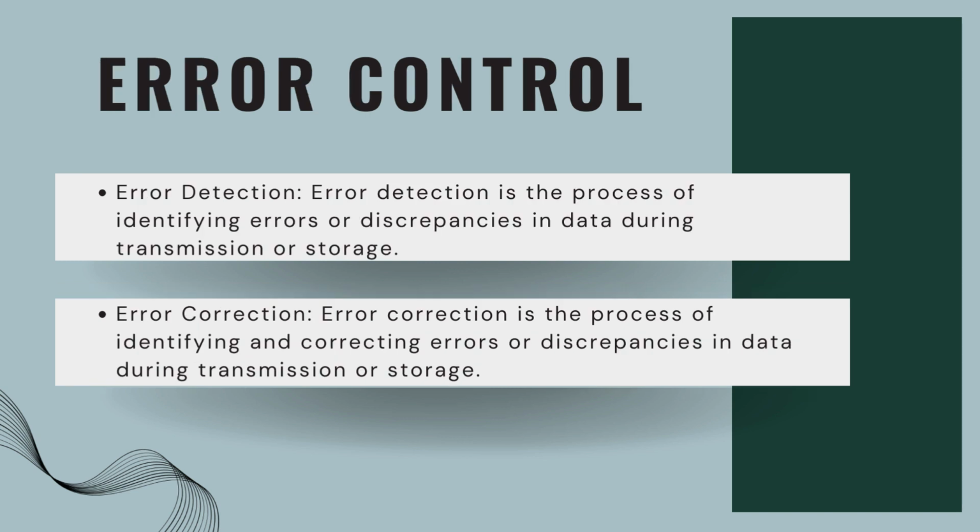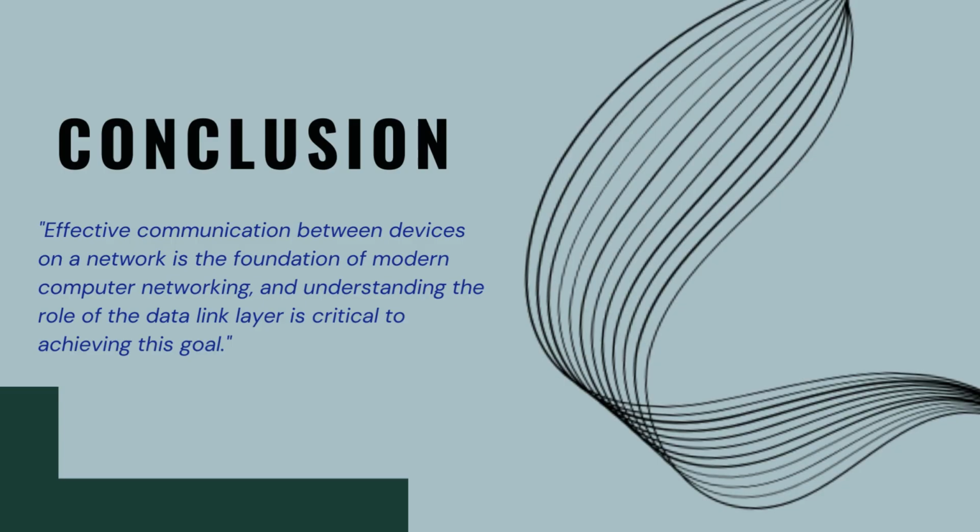Next is error control. Error control is another important service provided by the data link layer of computer networks. Its primary purpose is to ensure the integrity of data during transmission by detecting and correcting errors that may occur. This is all about my understanding of the data link layer. And the conclusion for all is that effective communication between devices on a network is the foundation of modern computer networking, and understanding the role of the data link layer is critical to achieving this goal.